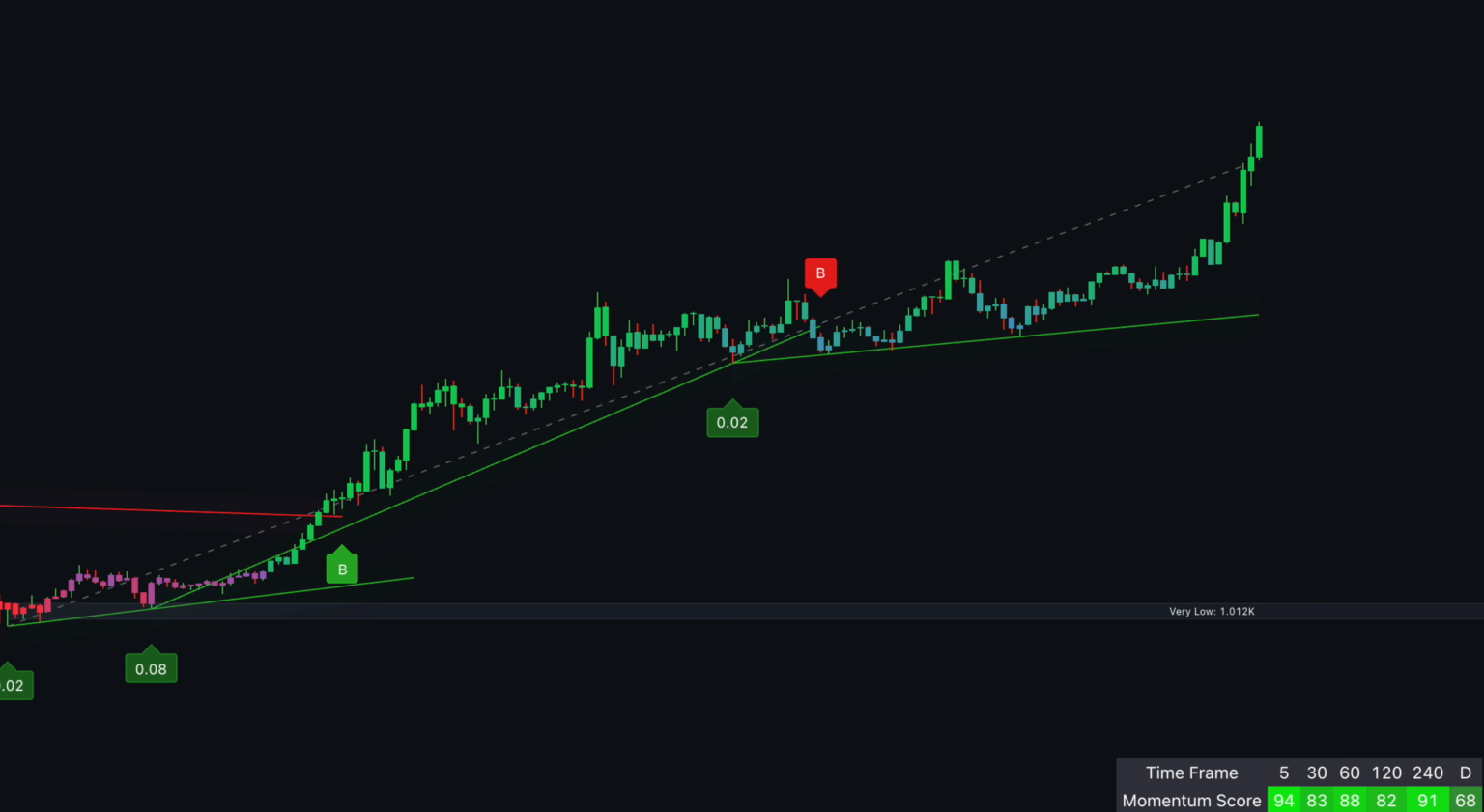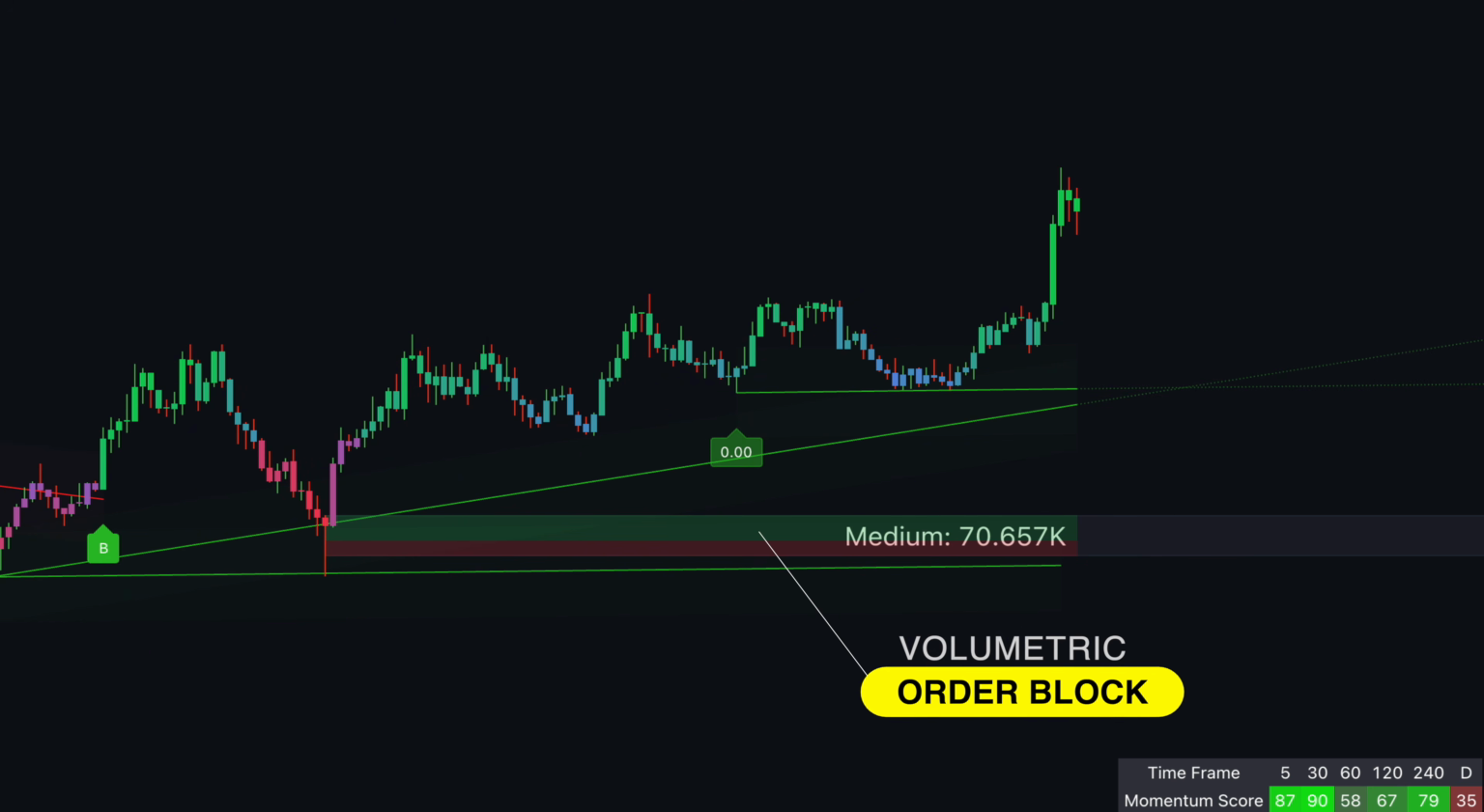You can use the dashboard to confirm trends across different timeframes. For instance, if an asset shows high momentum scores across short, medium, and long-term timeframes, it might indicate a strong and consistent bullish trend. The third indicator feature that will be used in this strategy is volumetric order blocks.